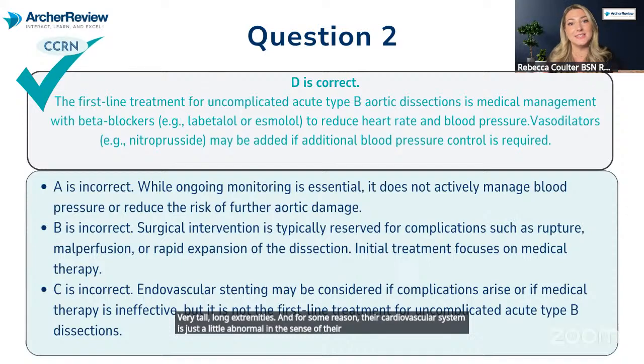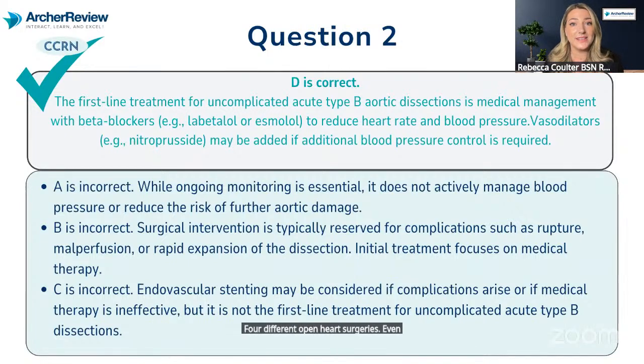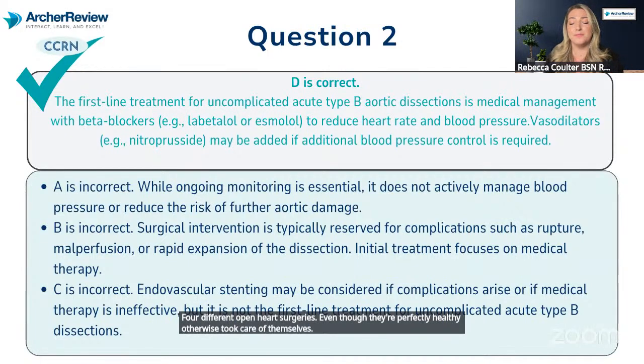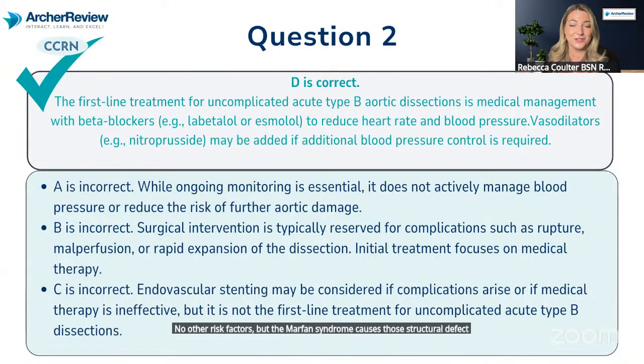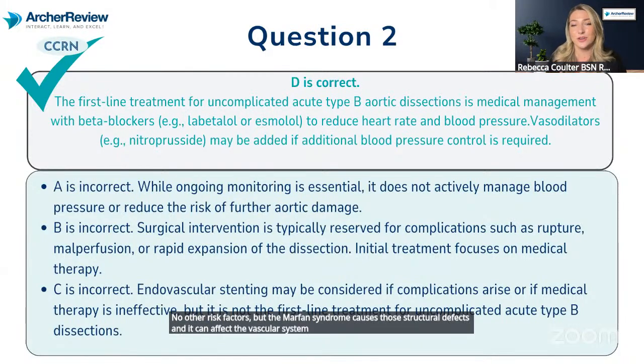cartilage is different. So I remember having Marfan syndrome patients that needed, by the time they were 40, they might have already had 4 different valve replacements in their heart, 4 different open heart surgeries, even though they're perfectly healthy otherwise, took care of themselves, no other risk factors. But the Marfan syndrome causes those structural defects, and it can affect the vascular system as well with the aorta. So they're just more at risk for things like an aortic dissection or an aneurysm.